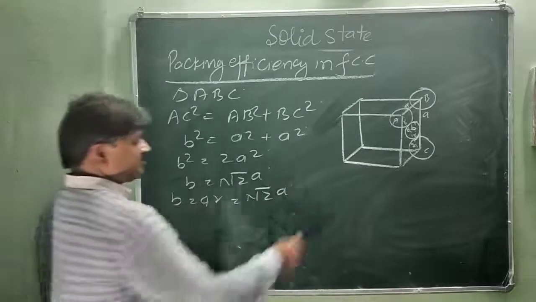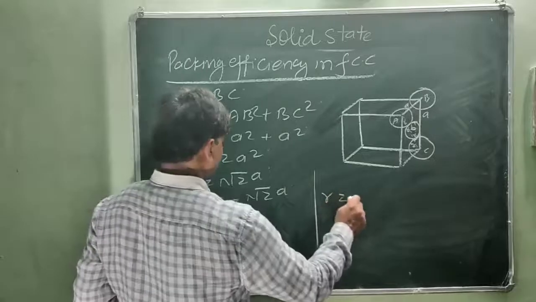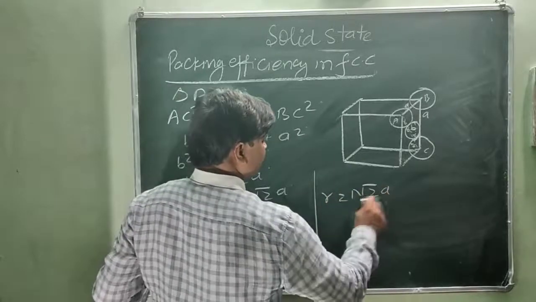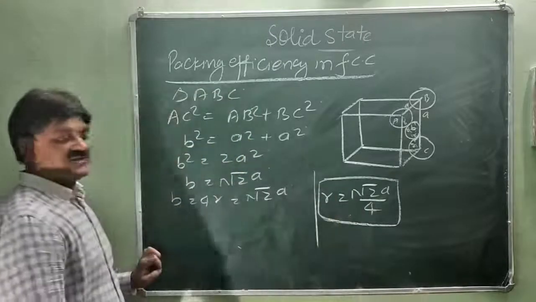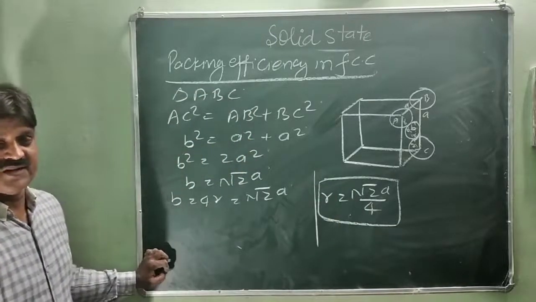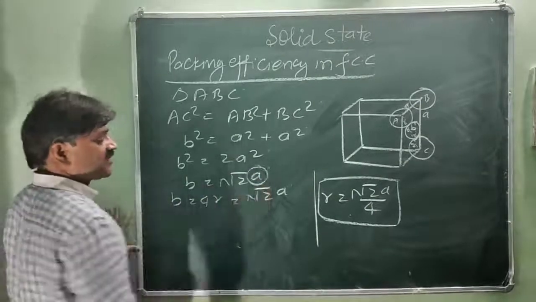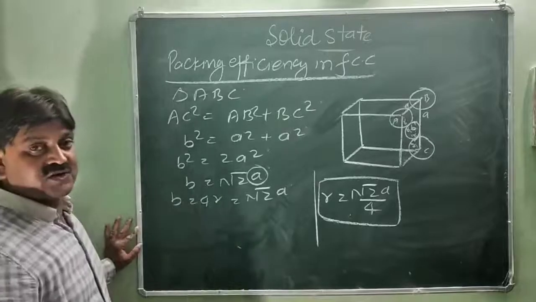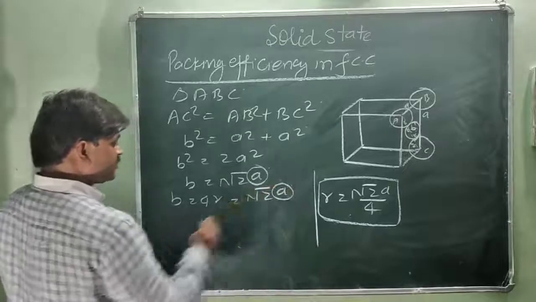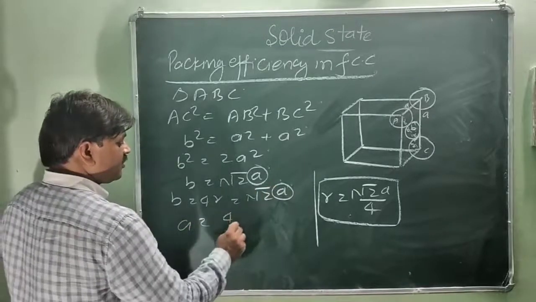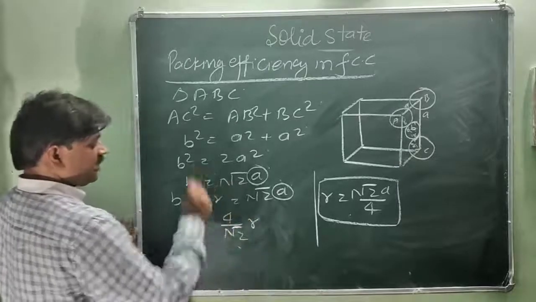From here you can calculate the radius in case of FCC. R is equal to root 2 A by 4. This is the radius in case of the FCC, face centered cubic. But we are going to calculate the edge length A, with the help of which we can calculate the total volume of the unit cell. So A is equal to 4 by root 2 R.